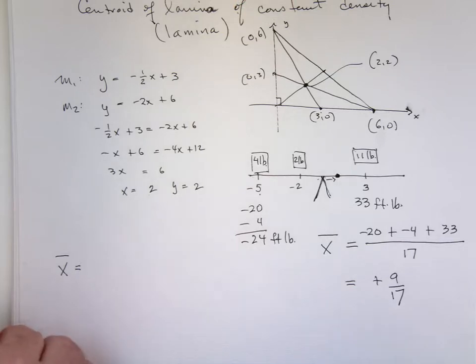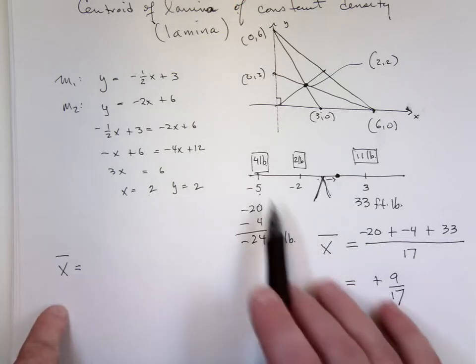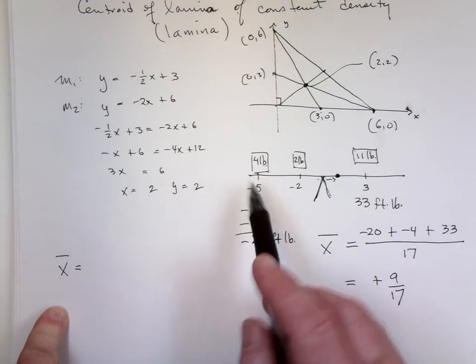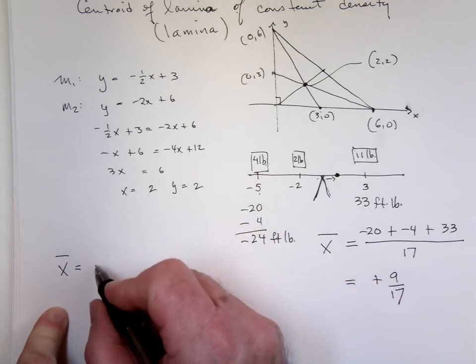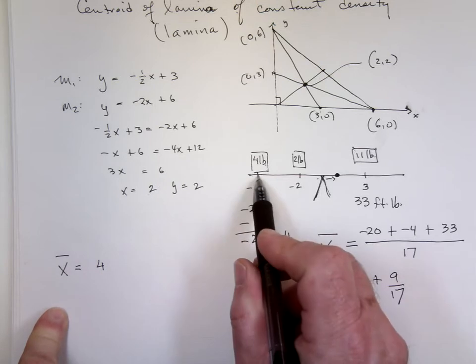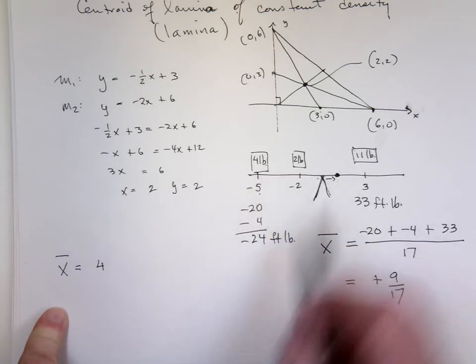Okay. All right, so here's what we got. This would be, the moment generated here would be 4 pounds. Now, what would its distance be to our new, hopefully, center of mass?